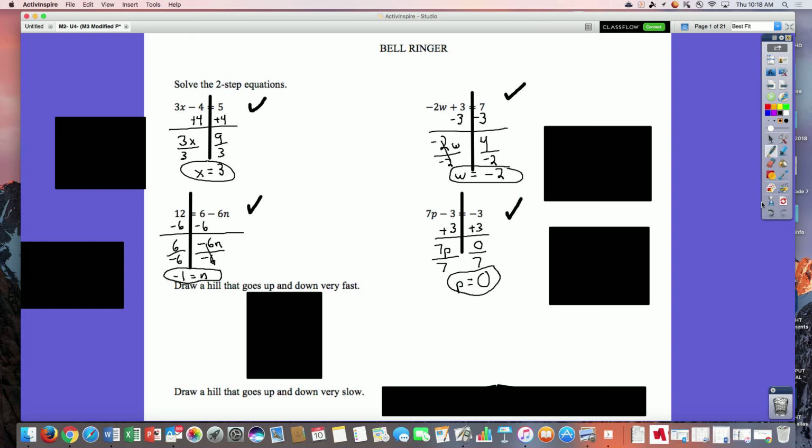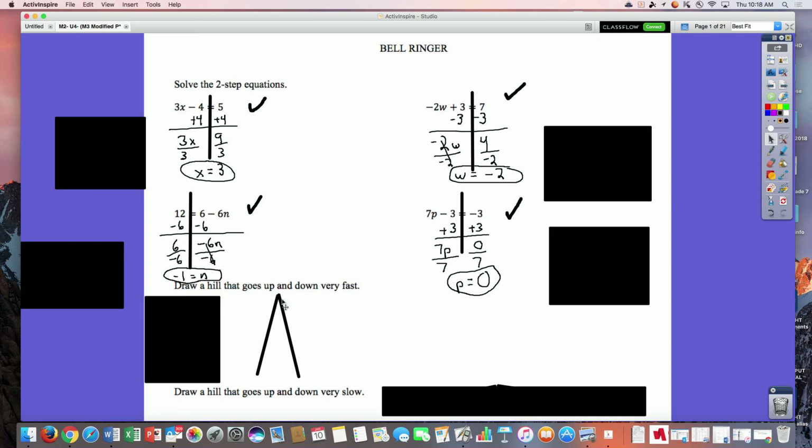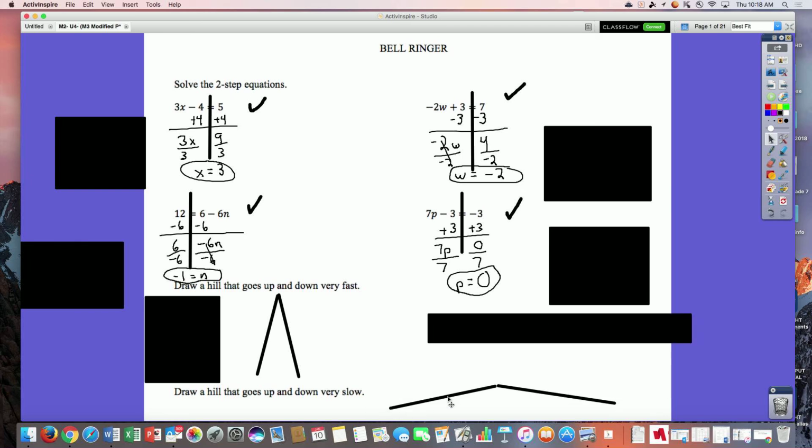You got it. All right, over here it says let's draw a hill that goes up and down very fast. So kind of steep, right? It goes up and down very fast. Draw a hill that goes up and down very slow. How about that? Slow, gradual.